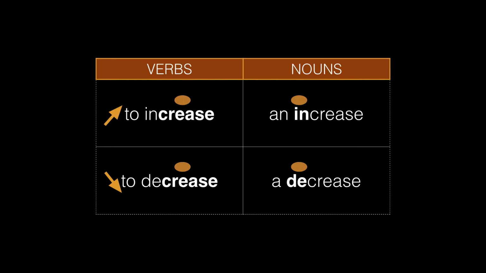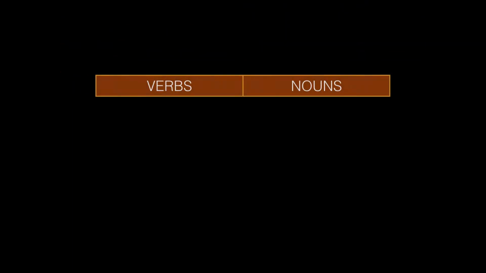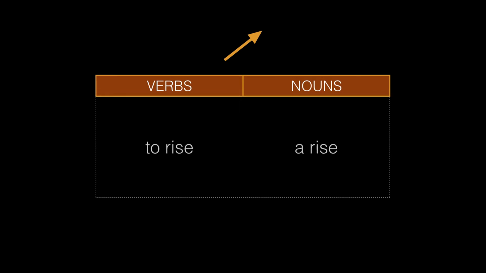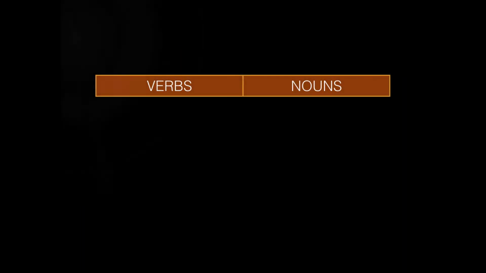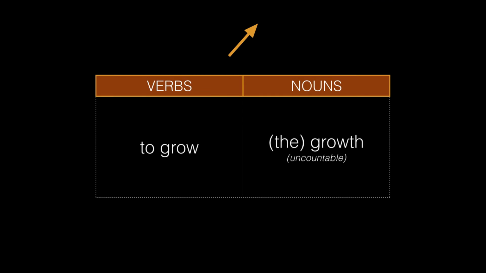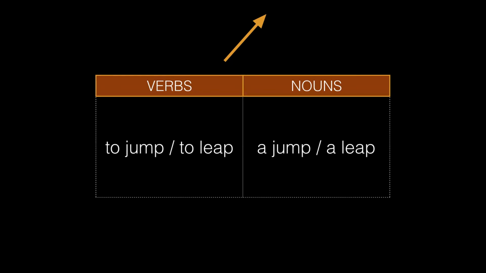Many verbs, though, are exactly the same as the noun. So, to rise, the verb, the noun, a rise. To grow, the verb, the noun is growth or the growth. It's uncountable in this context, so we don't say a growth. So growth or the growth. To jump is the verb, a jump, the noun, and likewise to leap, the verb, and a leap, noun.